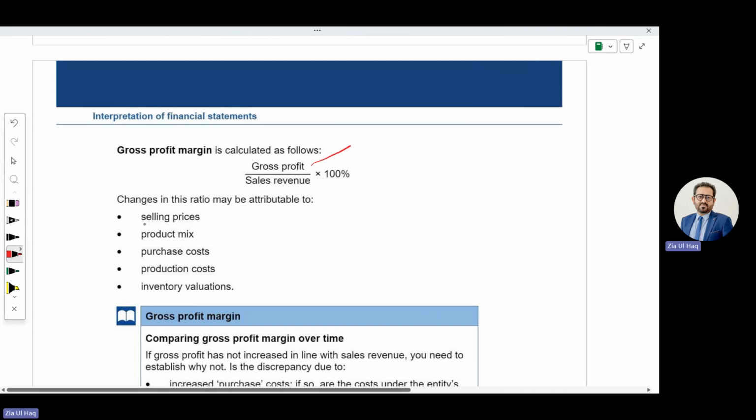Sales may have increased due to an increase in selling prices. Or if the company is selling many products, sales of some products might have increased while others remain the same. That is called product mix. If cost of sales has increased or decreased, it could be due to purchase cost, production cost, or inventory valuation. These are the reasons behind a change in gross profit margin.